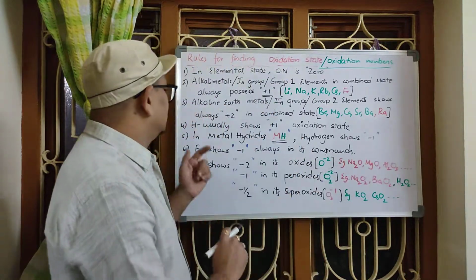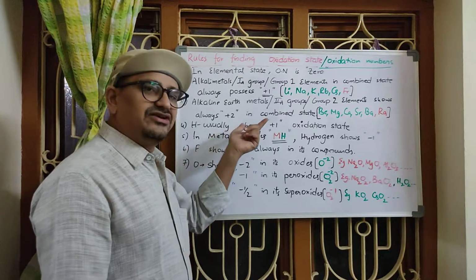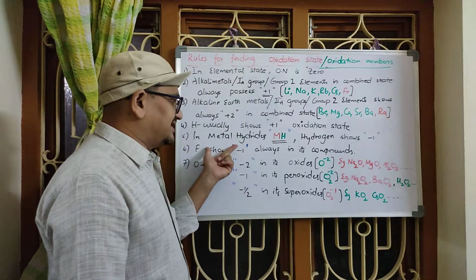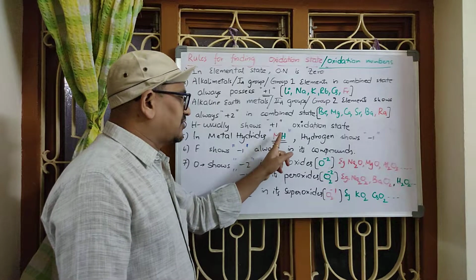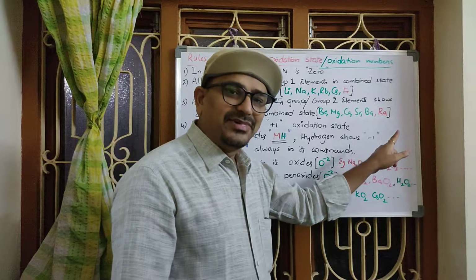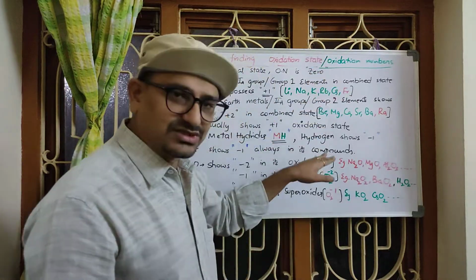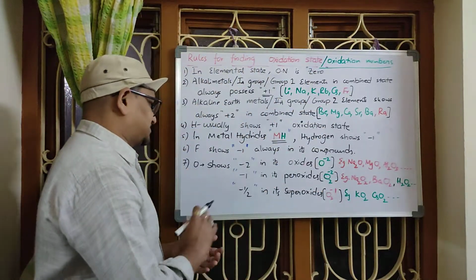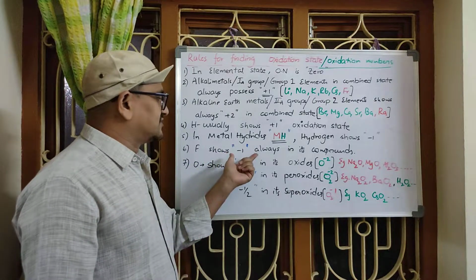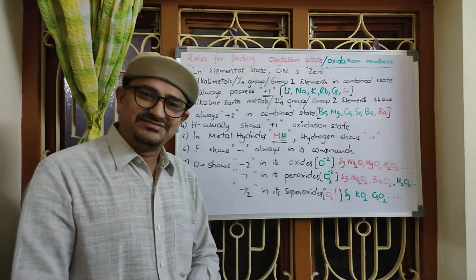Understood? So, once again, the common oxidation state of hydrogen is +1. But in active metal hydrides, where metal M is losing electron and hydrogen is gaining electron, hydrogen shows -1. You have to remember all these rules. Okay, next. Another important point is, fluorine shows -1 always in its compounds.